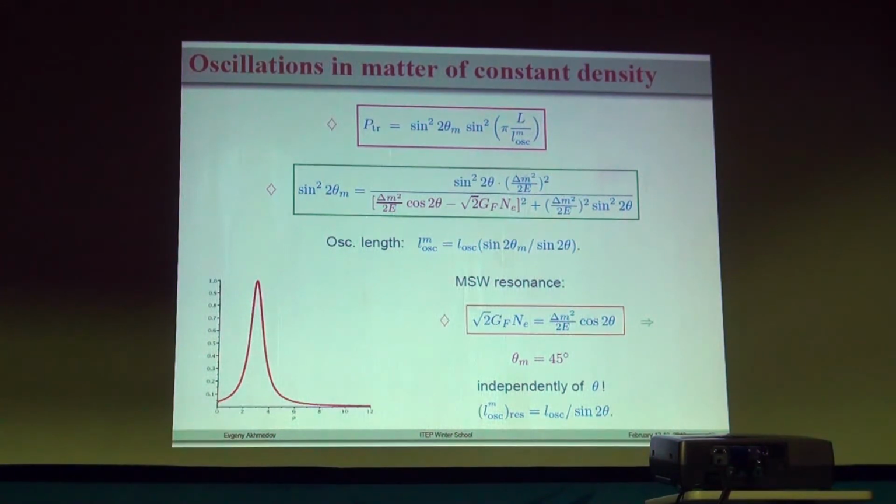What happens if the mixing angle in vacuum is exactly 0? Should we still have oscillations in matter? Well, the answer is formally yes, but in reality, no. Look at this. The oscillation length becomes infinite in this case. The mixing angle becomes 45 degrees formally, but the oscillation length becomes infinite. So we cannot see any oscillations at all.